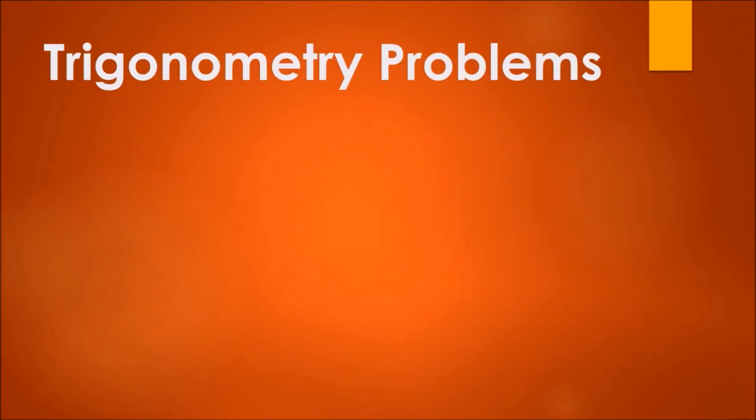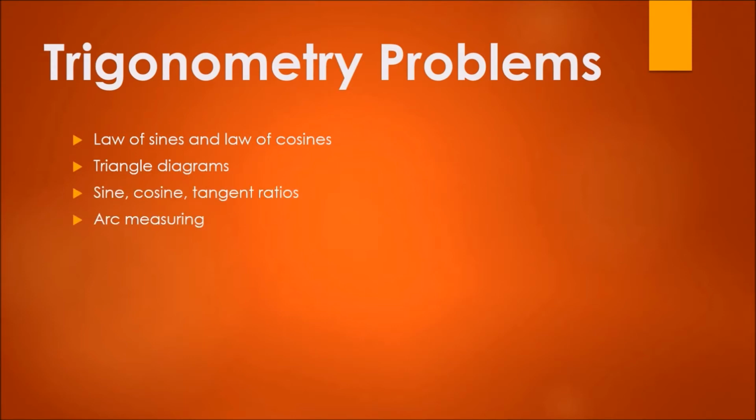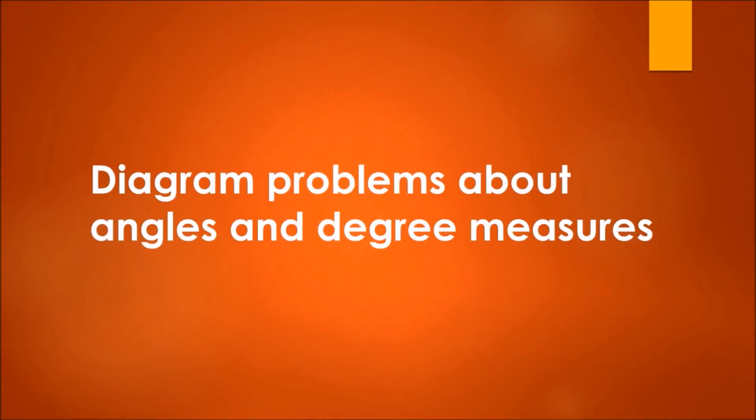Another common problem type is a trigonometry problem. Now, the ACT has plenty of trig problems that will test you on various trig skills, ranging from law of cosines to triangle diagrams, to sine, cosine, and tangent ratios to arc measuring. But I want to focus on one type of trigonometry problem that is especially common: diagram problems about angles and degree measures. Take problem 11 for example.